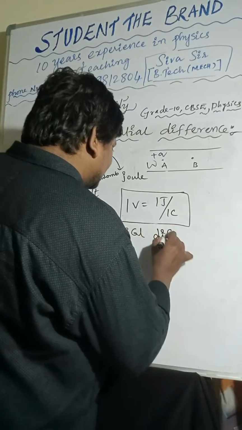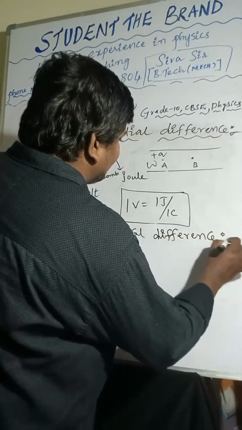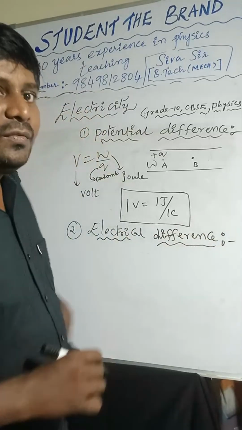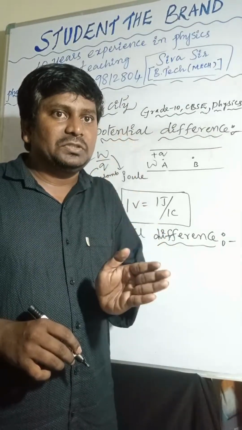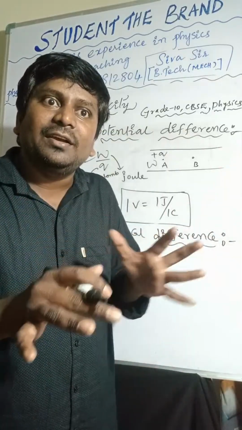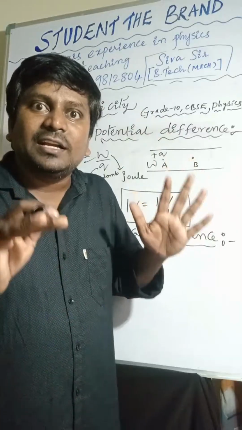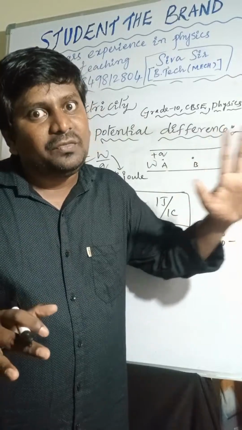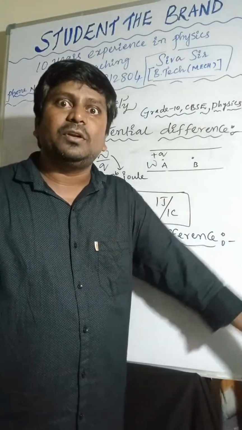Electrical potential is when we are doing work to bring the positive charge from infinity to the required field. Work done to bring unit positive charge from infinity to the required field is called electrical potential.